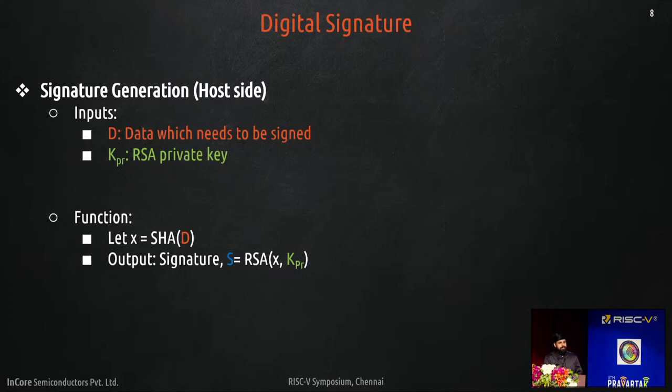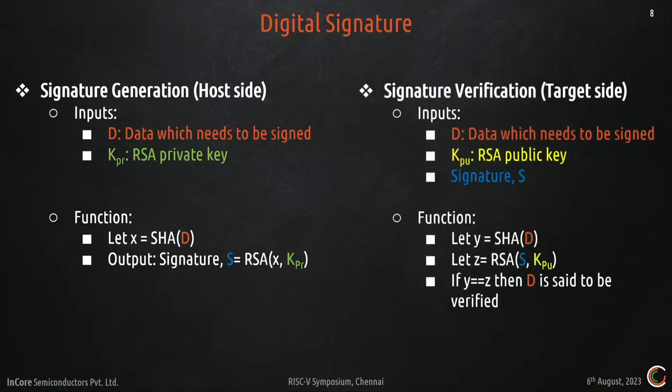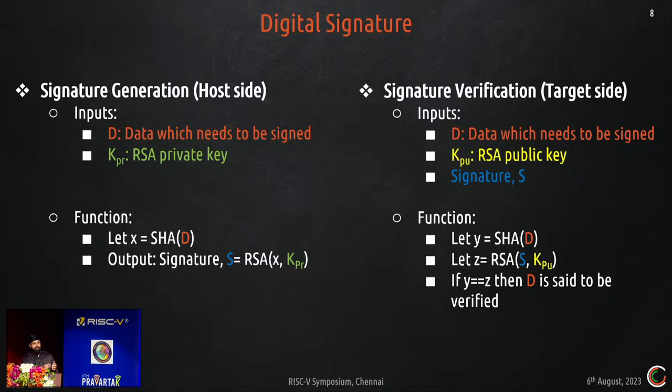The operation is very simple. You compute the hash of the data, and then you encrypt that hash using the private key. And the output that you get is called the signature. At the verification side, what happens is you would have to provide the data along with the public key and the signature. And the person performing the verification would again compute SHA of the data. It would decrypt the signature using the public key, and then match if Y and Z are same.